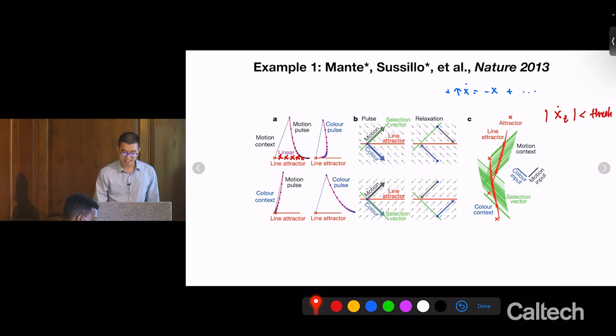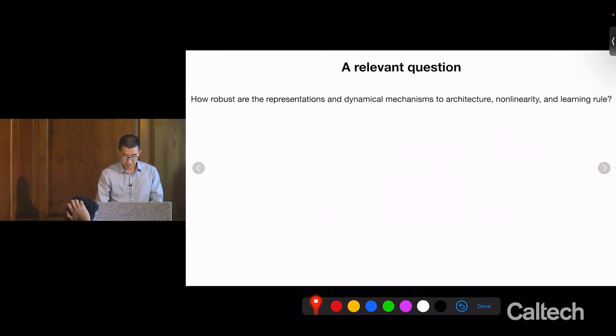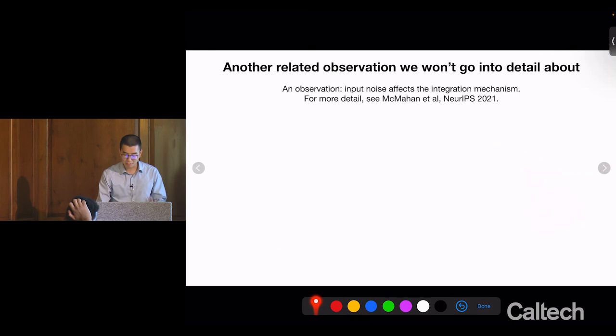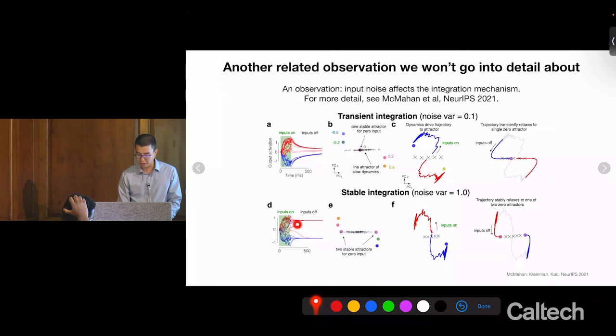Actually, Brandon has done a further study on this. So first off, this is a new mechanism for integration. Let me quickly show this slide from Brandon, which I won't go into much detail about, but there is a way to stably integrate versus integrate transiently. If you turn on a pulse of inputs, you're always going to decay back slowly to the origin because there's a line attractor there. But for some network settings, you can instantiate additional fixed points that actually remember your state when the input's turned off, as opposed to just decaying slowly along the line attractor.